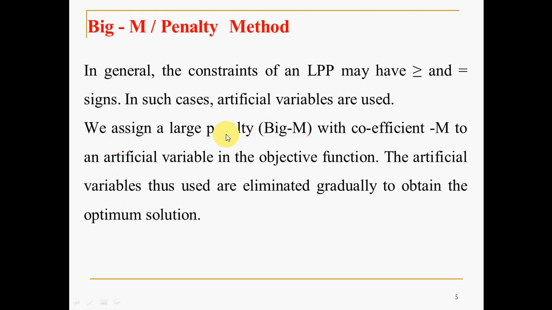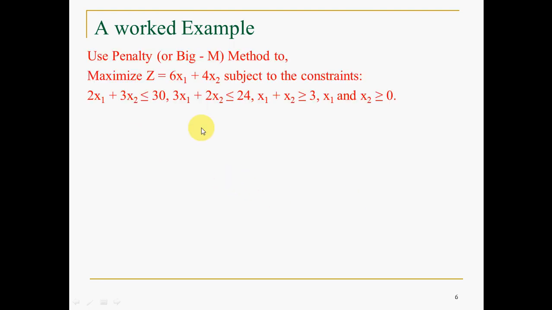Big M or a penalty is assigned, with coefficient minus M, to an artificial variable in the objective function, that is minus M a1 or something like that. Let us see that in the numerical. The artificial variable is just added to apply the method or to get some standard form of the matrix. Later on, it will be eliminated gradually in obtaining the optimal solution. Now let us take a worked example on this concept.